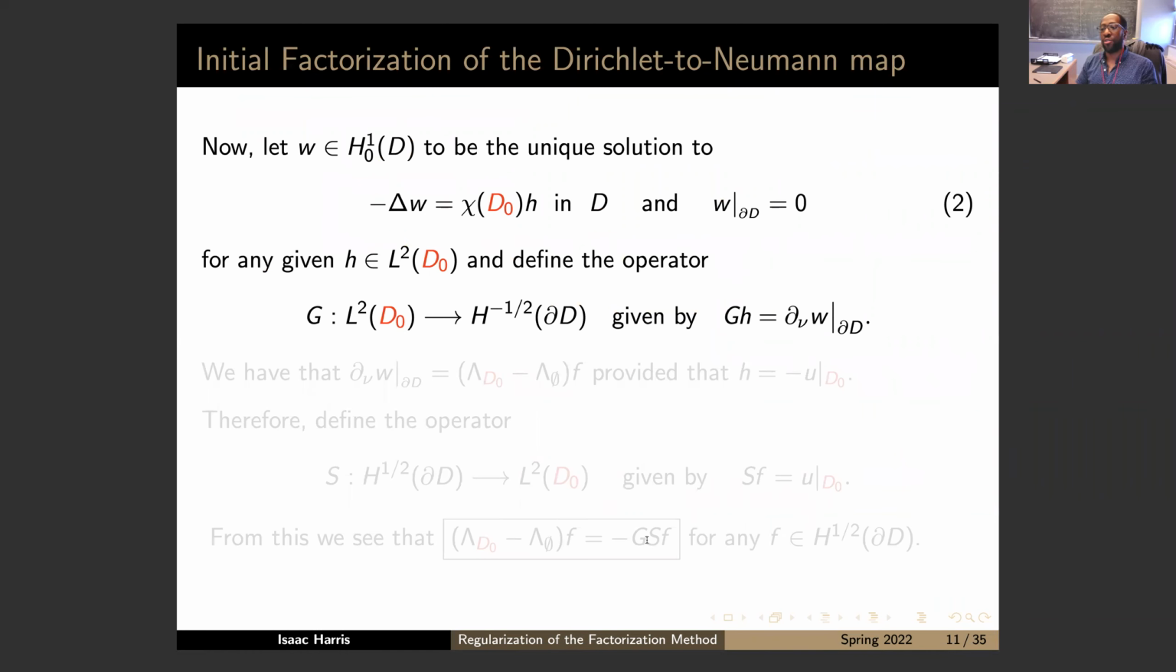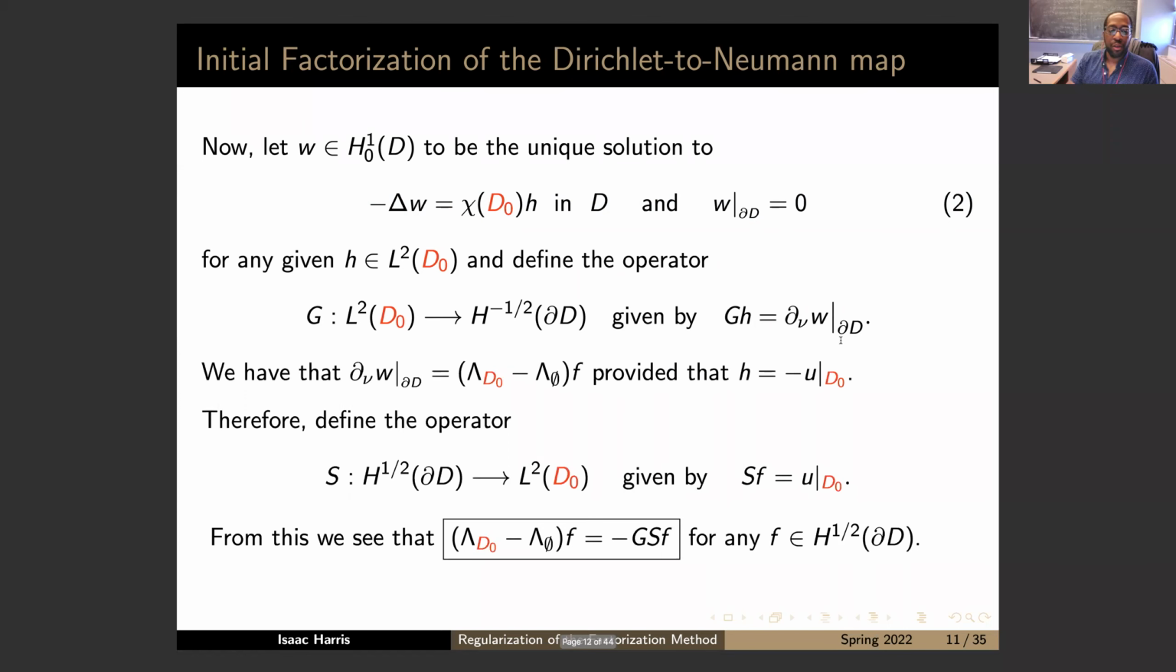So, regularization for the factorization method. Guess what? We're going to have to factorize our Dirichlet and Neumann map. Surprise, surprise. So what I'm going to do is define a function W that solves this source problem here, for any H in L2 of the interior region. It's a well-posed problem, so I can always define the source to Neumann operator. So G will map H to the normal derivative of W. And you say, well, why do we care about that function W? Well, this W will equal the difference of our Dirichlet and Neumann maps applied to F, provided that H is negative U in the interior.